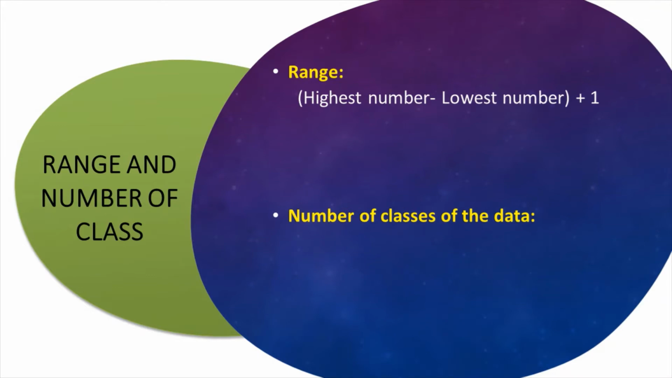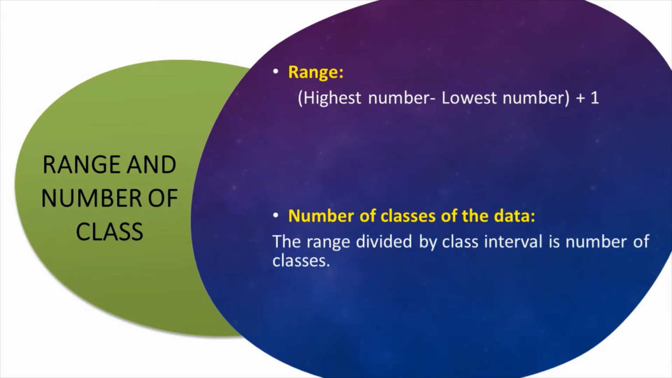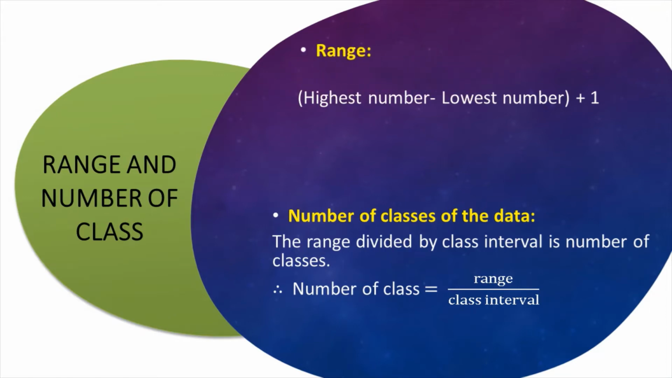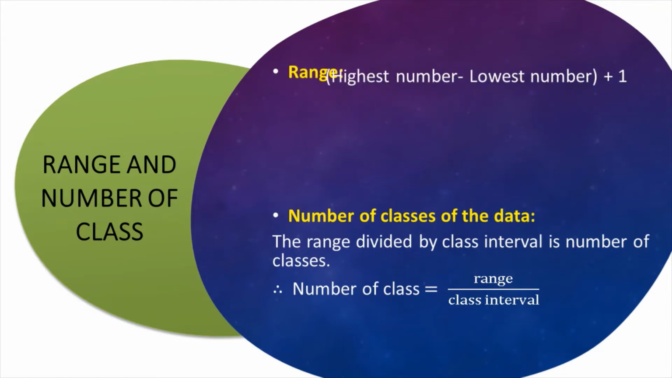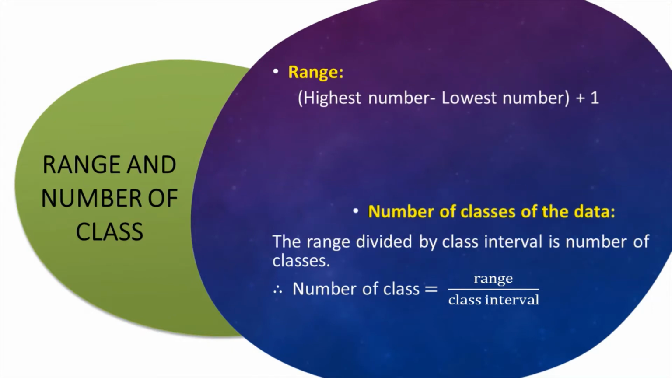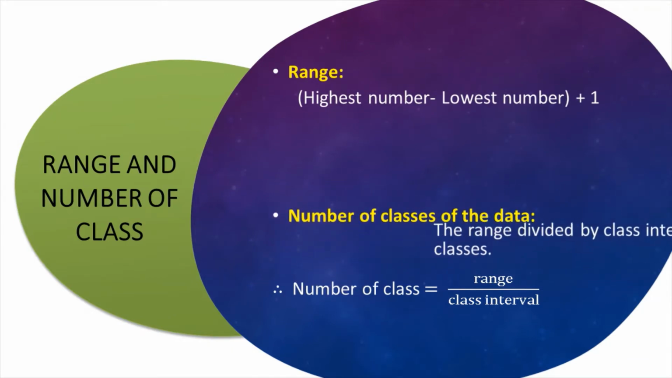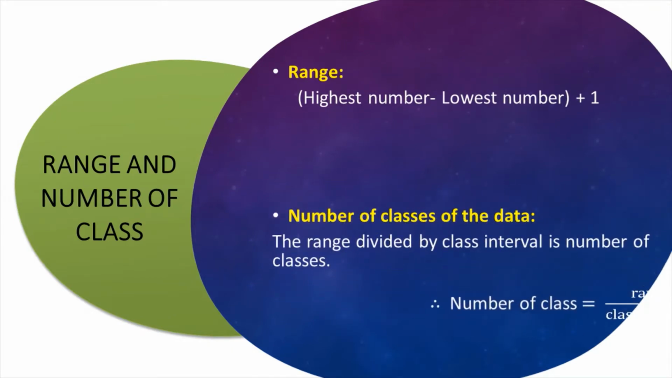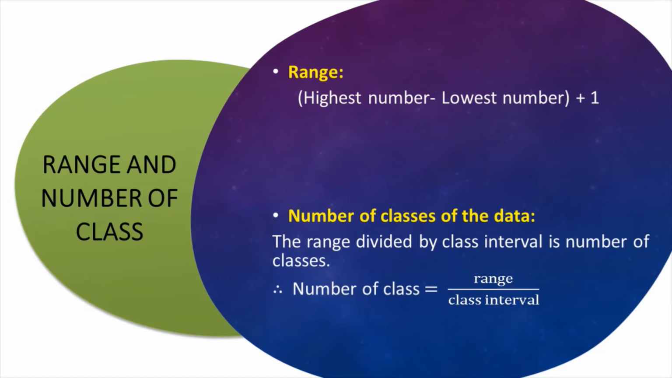After that, number of classes of the data. The range divided by class interval is the number of classes. Therefore, number of classes equals range divided by class interval, my dear. This is the formula to find the number of classes. So the range is highest number minus lowest number plus 1, and the number of classes of the data is range divided by class interval.